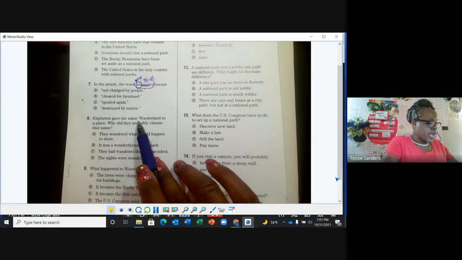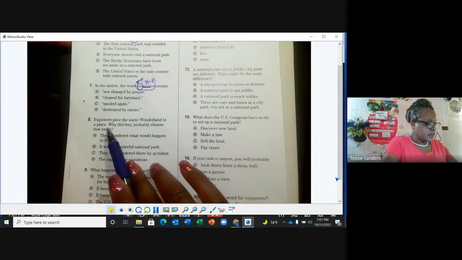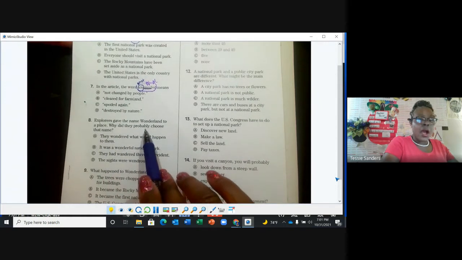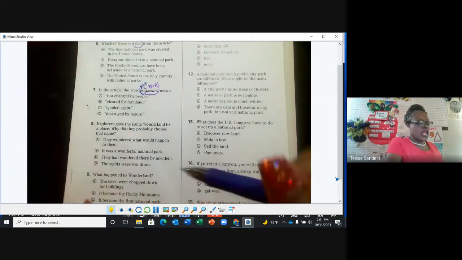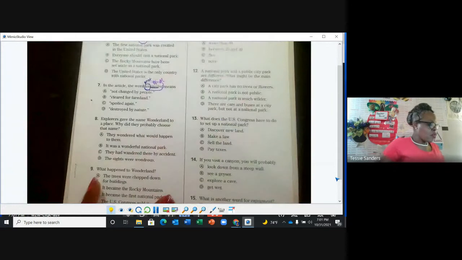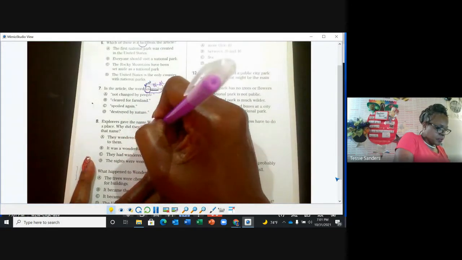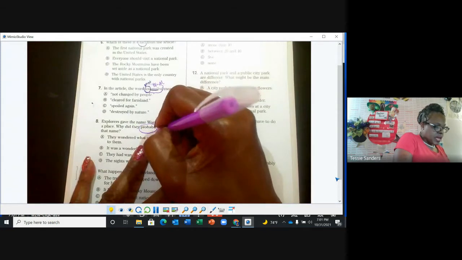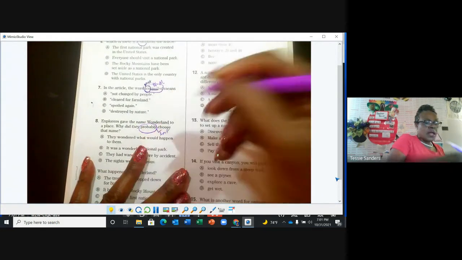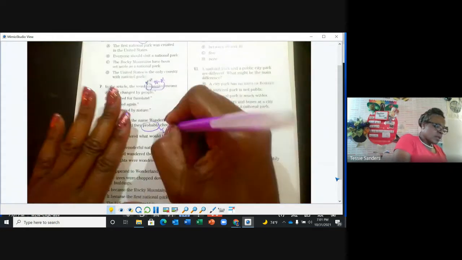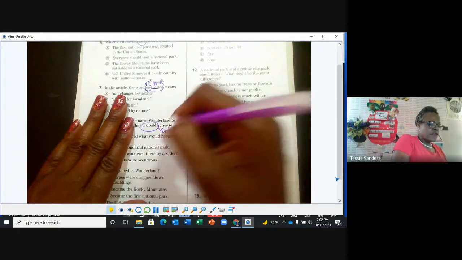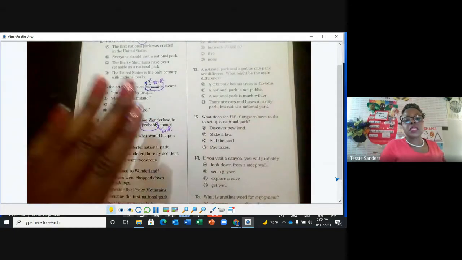Explorers gave the name Wonderland to a place. Why did they probably choose that name? Circle probably. Inference. Remember, an inference is a logical guess based upon the information presented in the text.